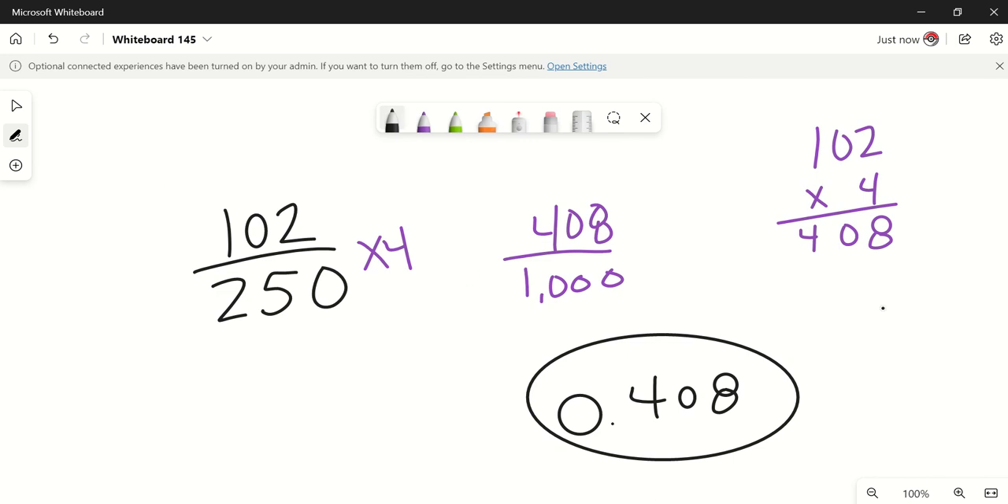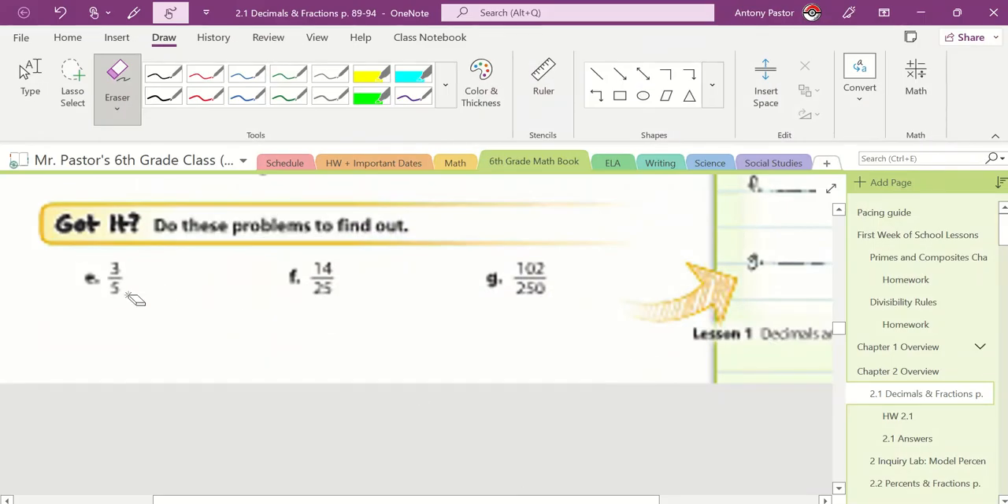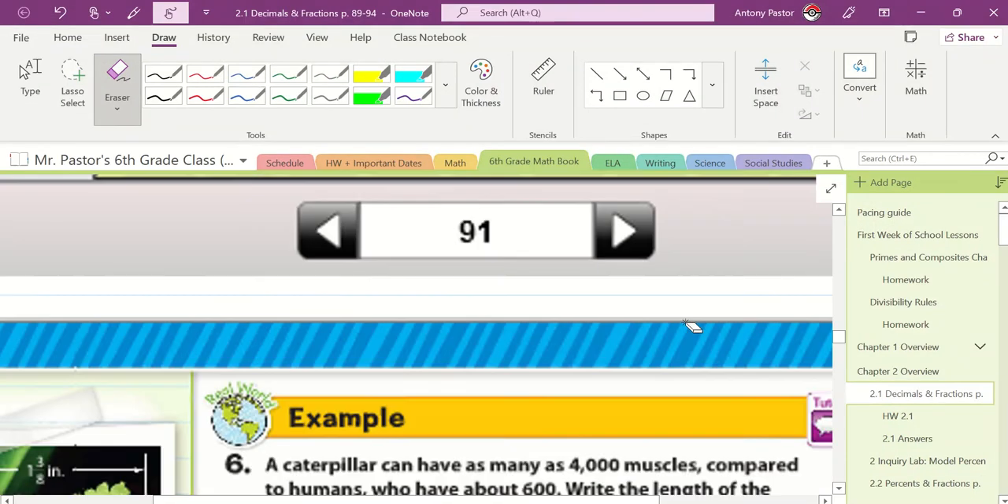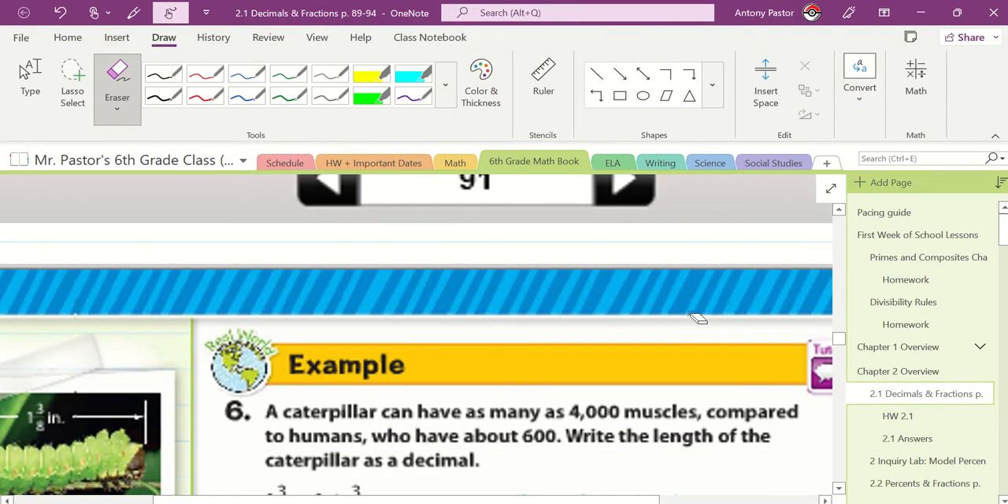So either one of those ways would have been fine. This is just an easier way, and this is an example of how you can convert denominators to be 10, 100, thousands, 10,000s, 100,000s, so on. That's all for this lesson.